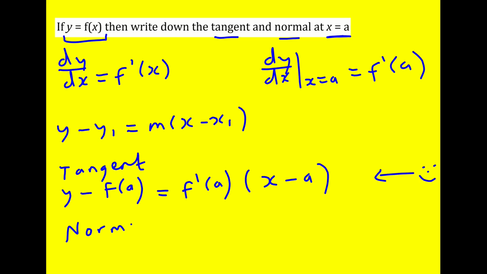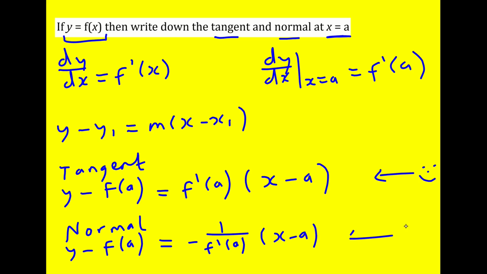What about the normal? Well, it's exactly the same thing in terms of the y1 and the x1, but this time, remember, I've got the negative reciprocal of the gradient, so it's going to be -1 over f dash a and then x minus a. So again, another very concise way of writing down the tangent and the normal.